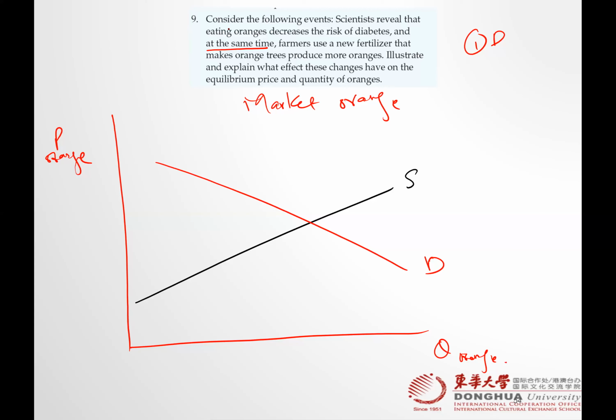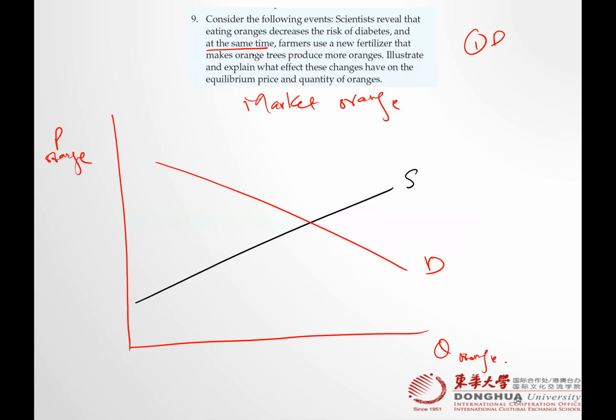So scientists reveal that eating oranges decreases the risk of diabetes. So this will affect the demand. How? Because now buyers will eat more oranges. So this will not affect the supply. Why? Because producing oranges will not decrease the risk of diabetes. Only eating does, and who eats that? Buyers. So it will affect the demand.